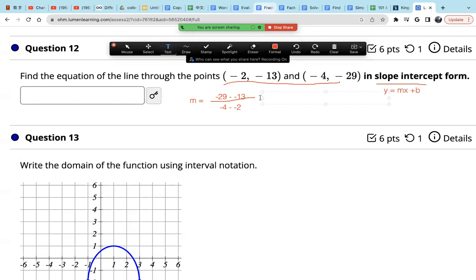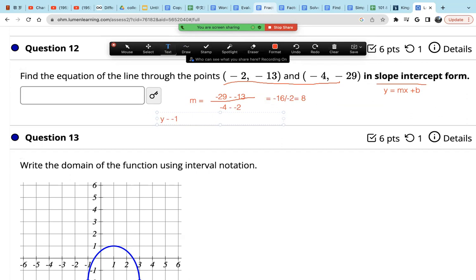So we simplify this. Again, the numerator is negative 29 plus 13. Negative 29 plus 13, which is negative 16. Then the denominator is, I'm going to use a slash, negative 4 minus negative 2, that's negative 4 plus 2, which is negative 2. Negative 16 divided by negative 2 is positive 8. So slope is 8.